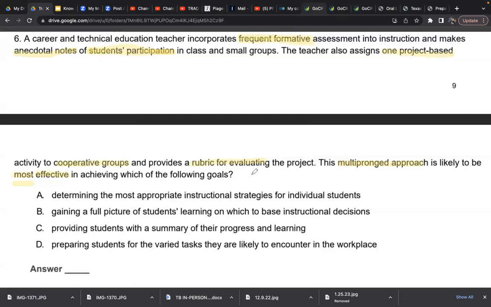All right, so we're looking for what goal they're achieving. That's the question they're asking. With this multi-pronged approach to teaching, what is it going to achieve for our students? Determining the most appropriate instructional strategies for individual students, gaining a full picture of student learning on which to base instructional decisions, providing students with a summary of their progress, and preparing students for the varied tasks they are likely to encounter in the workplace. So what can we get rid of right away and bet ourselves it is not the right answer? D. Yeah, I don't see anything here about the workplace.